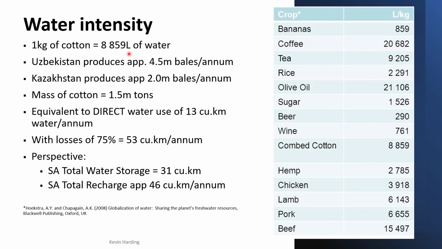So cotton, we said 1 kilogram of cotton was 8,800. The comparative for bananas, 859. That's much lower. Tea is then 9,000, 10,000. So these are much lower than, sorry, there's the cotton again. Missed it earlier. So 8,859 for cotton. Olive oil is fairly high as well, as is coffee.